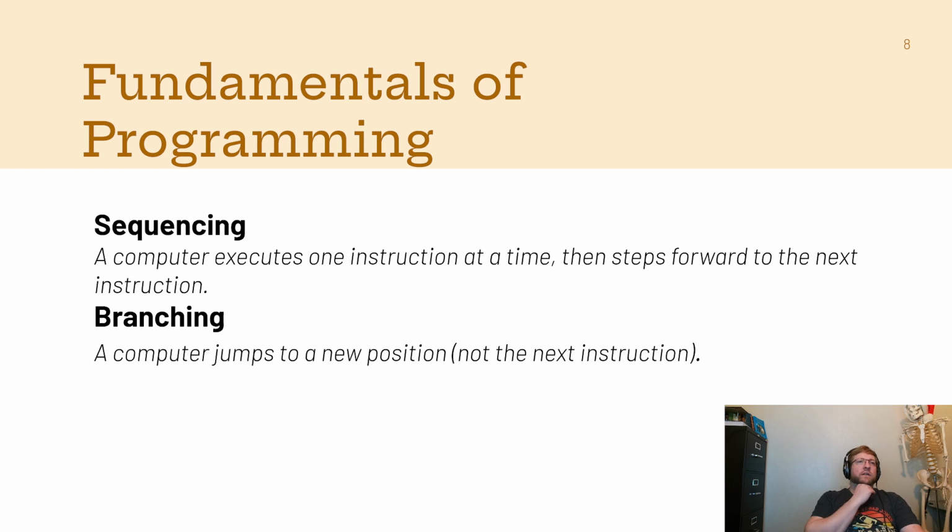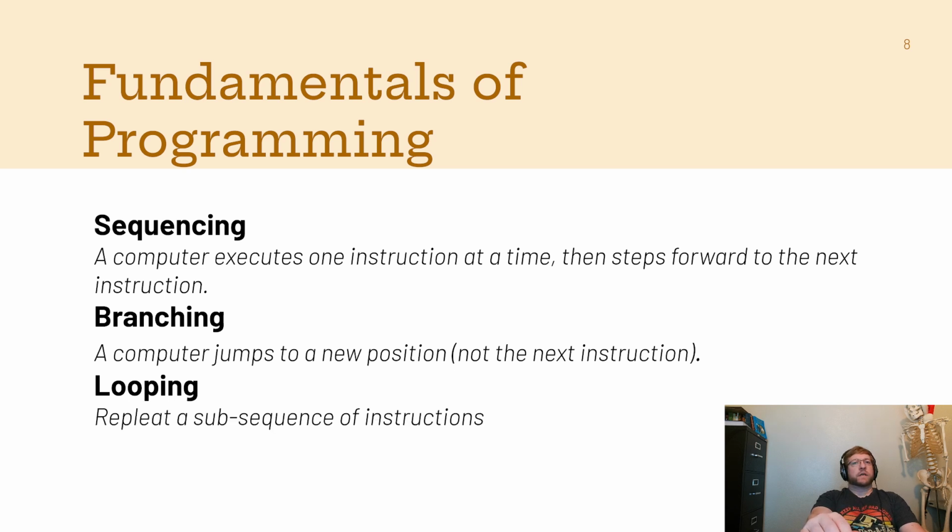So branching. Sometimes we need to be able to jump to a different part of a sequence, all right? Looping. One of the main reasons for computers is because the thing that they're really, really good at is doing the same thing over and over again. Humans kind of suck at that, actually.